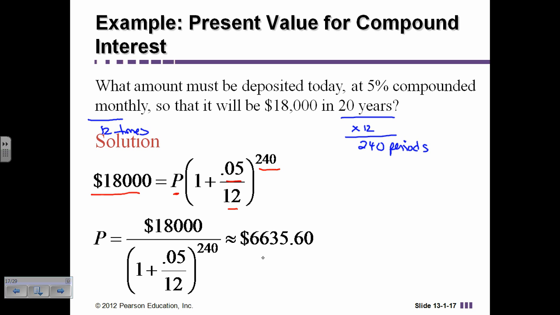So one more time, let's say what that means. I want $18,000 in 20 years. It's 5% interest, compounded monthly. So in order to do that, I'm going to have to put $6,635 in the bank today. And then 20 years from now, that money will be worth $18,000.